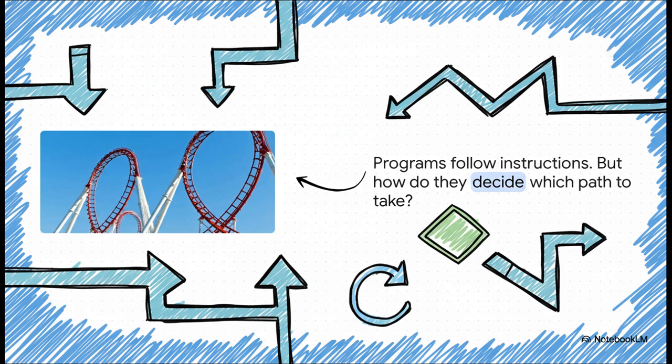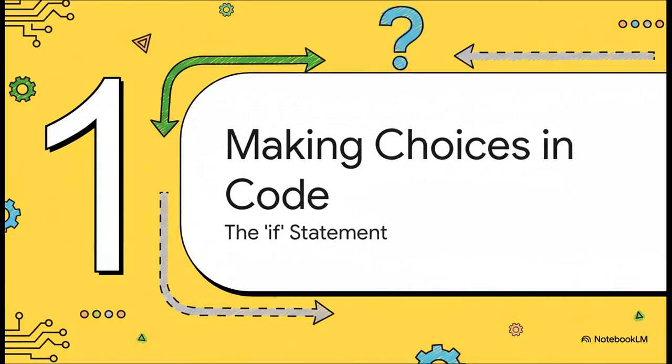It's not just a simple list of instructions to follow in order. It has to make decisions. It needs to choose which track to follow depending on what's happening. So how does it do it? Well, the very first tool in our toolbox for making these choices is the if statement. Just think of it as the simplest fork in the road your program will ever see.